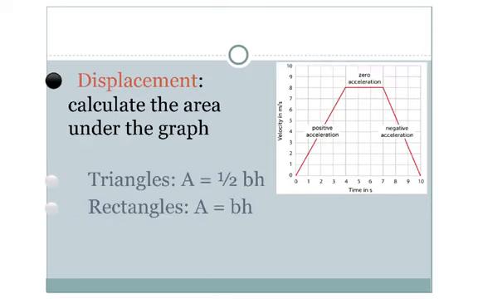The other thing I can do with a velocity time graph is solve for displacement. So how far has the object traveled? And this is the area under the graph. For instance, and we'll do this in a minute, this graph has sort of a weird shape. So what we want to do is break it up into triangles and rectangles.